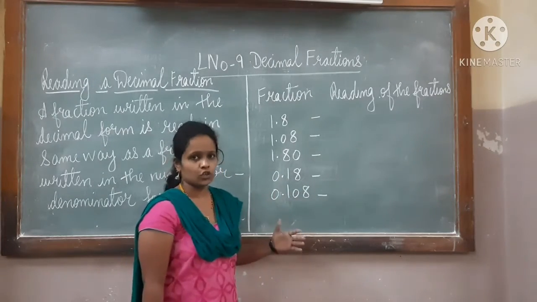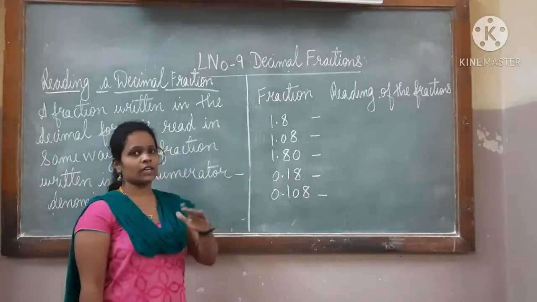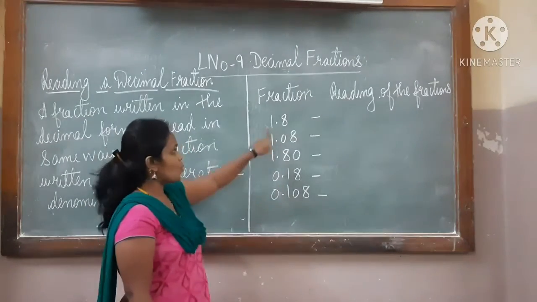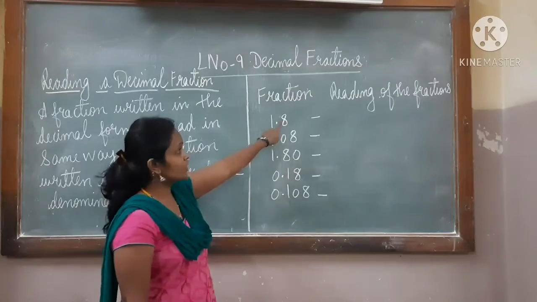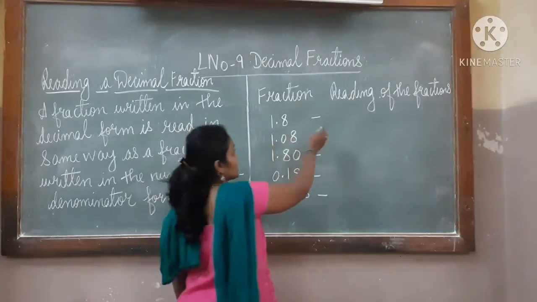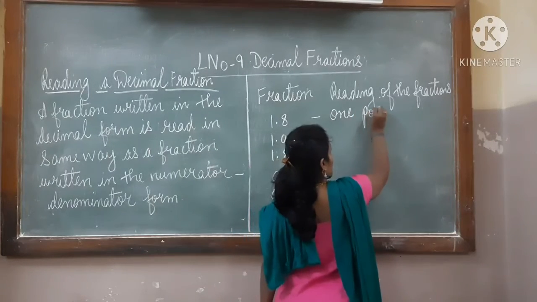And how to write also, because that problem set is there. So if you understand this, then you will be able to write also. Now here all the fractions I have written, 1.8. So reading of the fraction, when I write that, then you will be able to read. So here I will write 1.8.